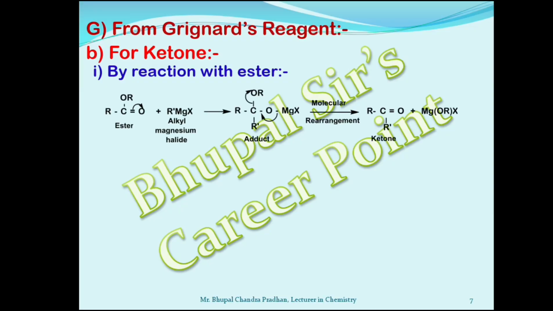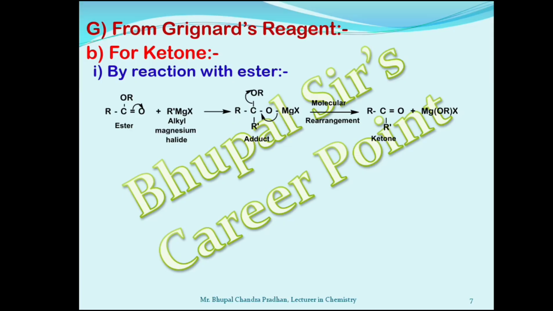Whenever ester reacts with Grignard's reagent, what happens? Similarly, here the oxygen is partially negative and carbon is partially positive. Alkyl group is negative and magnesium is positive. Thus, an adduct is formed whenever ester adds with Grignard's reagent, which on molecular rearrangement gives us ketone.